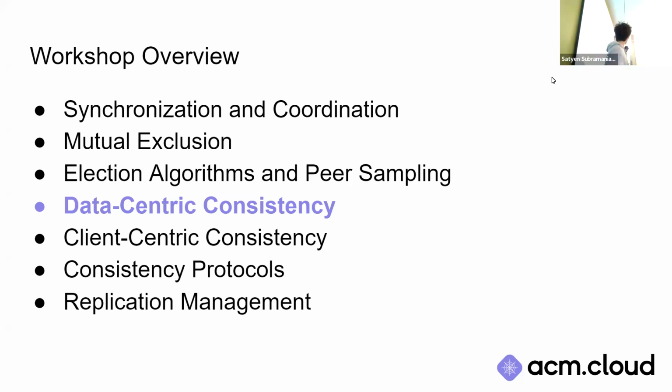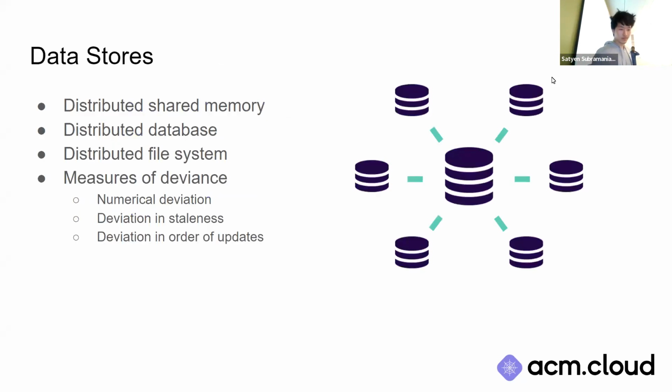So now we're going to talk about how to keep data consistent across all your replications. We have something called a data store, which just means a cluster of databases working together to provide fast, reliable access to the client nodes. You can do this for a few use cases: distributed shared memory, something like Redis, which we basically use as a distributed RAM; a distributed database like Cassandra; or a distributed file system.